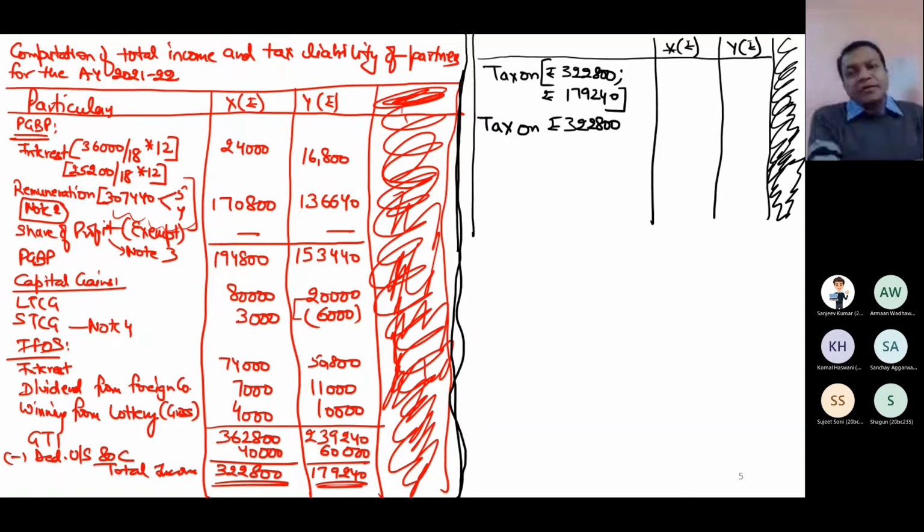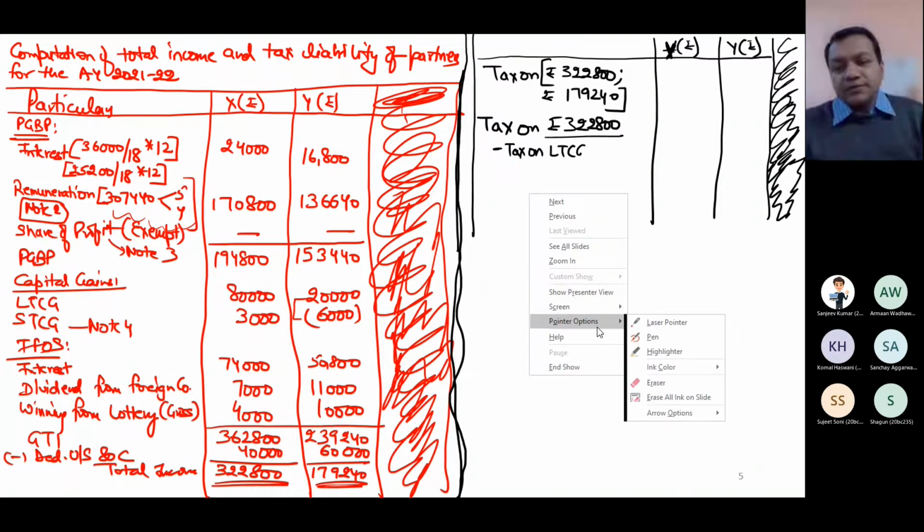322,800 is the income of X. How will I proceed? Tax on special income. Yes, always we should proceed in this way. Very good. Out of this, special income is how much? So 4,000. Yes, first of all, tax on lottery.